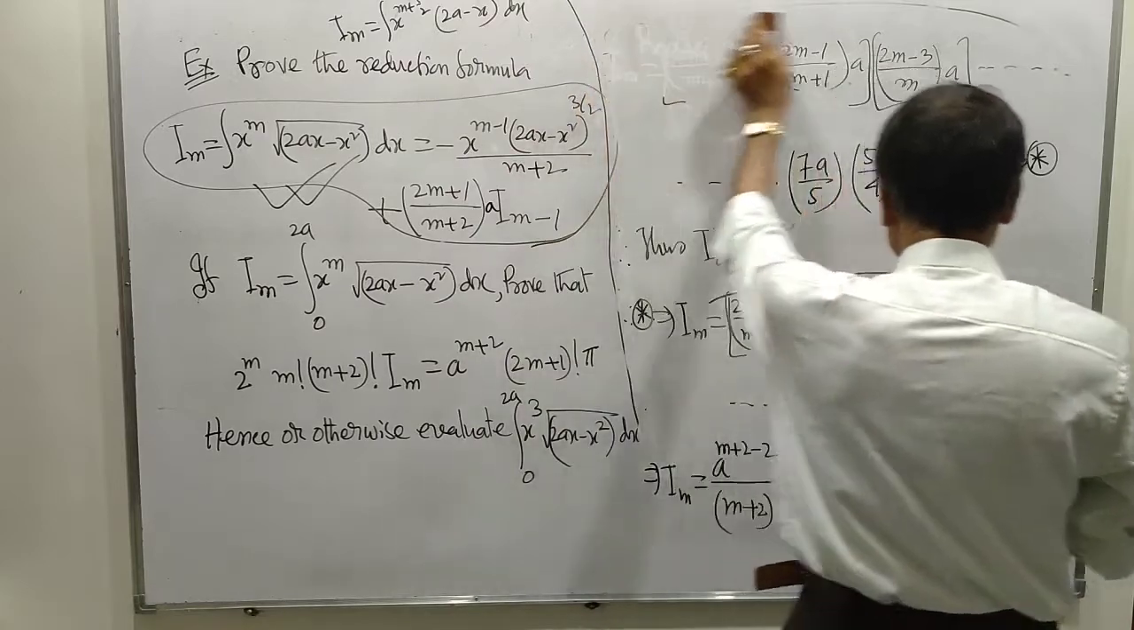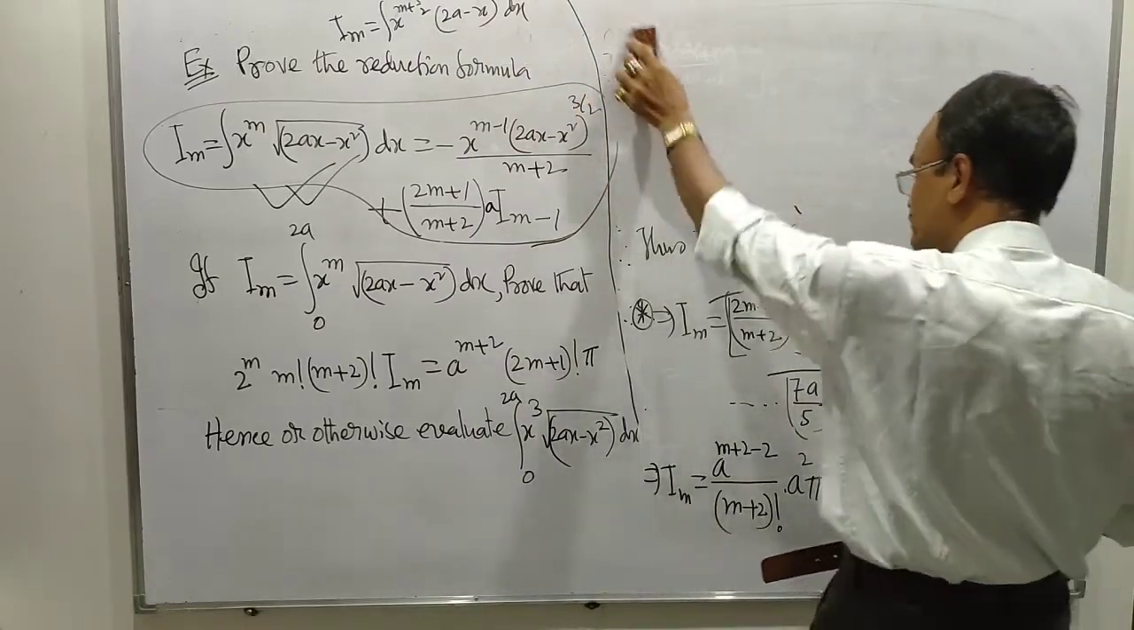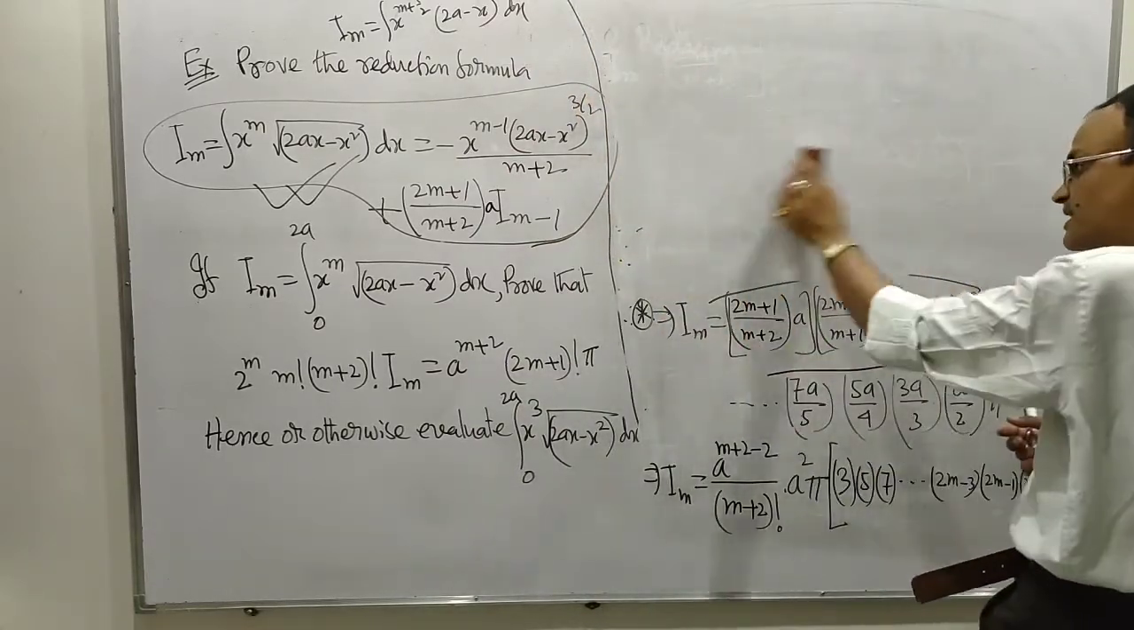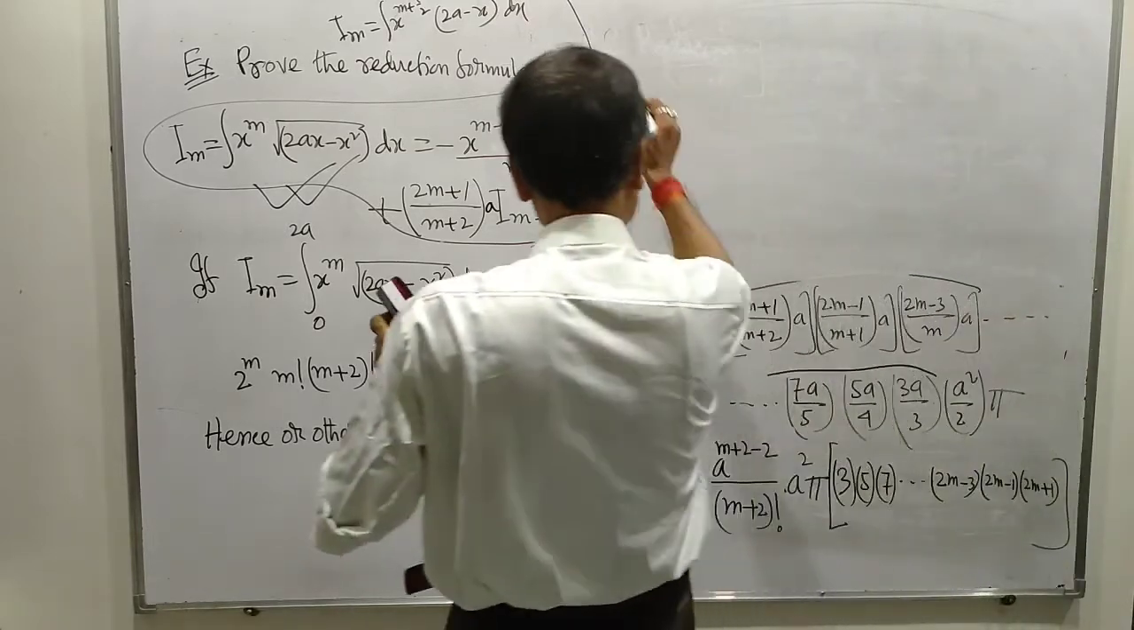Now, I m is equal to. This means I m is equal to.